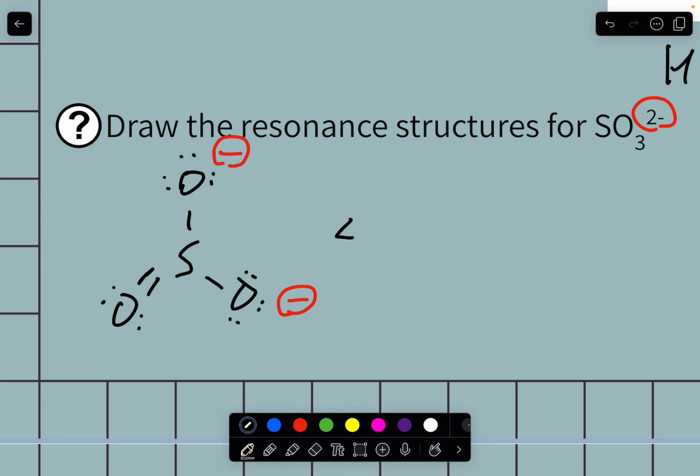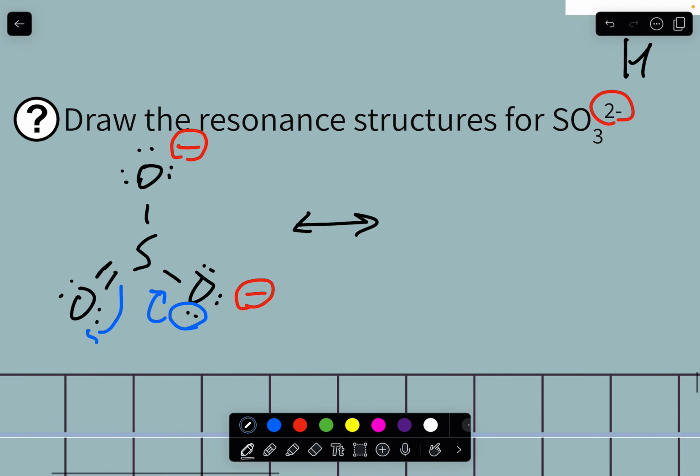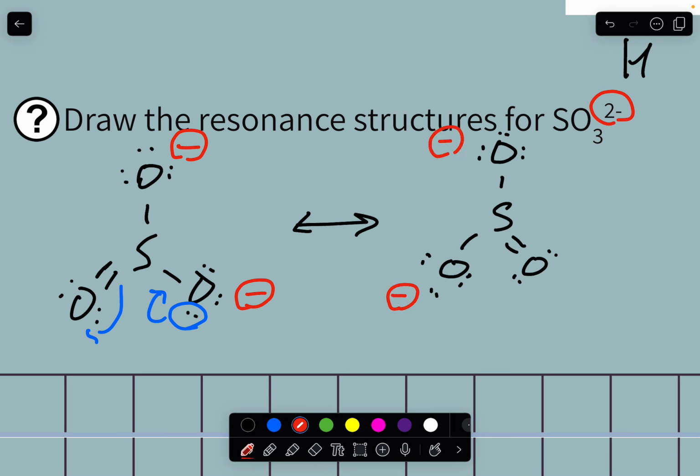Okay, this can change if our double bond here, if these electrons move down and kick the double bond up, right? So we'll still have the sulfur in the middle with 3 oxygens, but now our double bond is going to be on the oxygen to the right. Sorry, I drew an extra pair of electrons here. Okay, so now we have still 2 negatives, but they moved around.